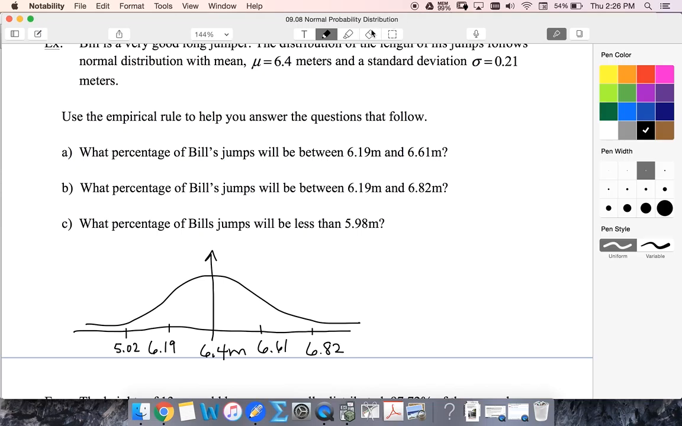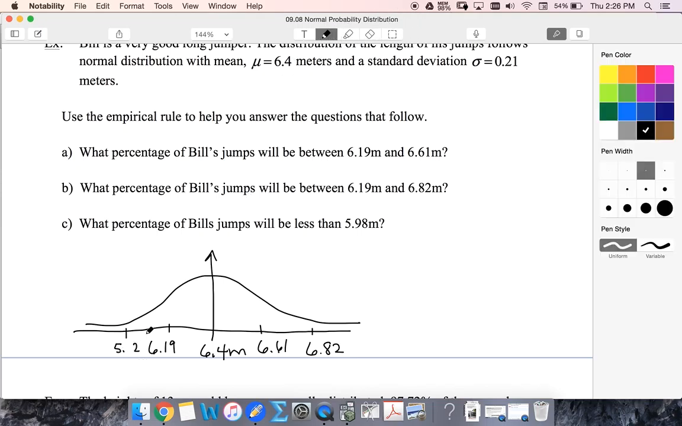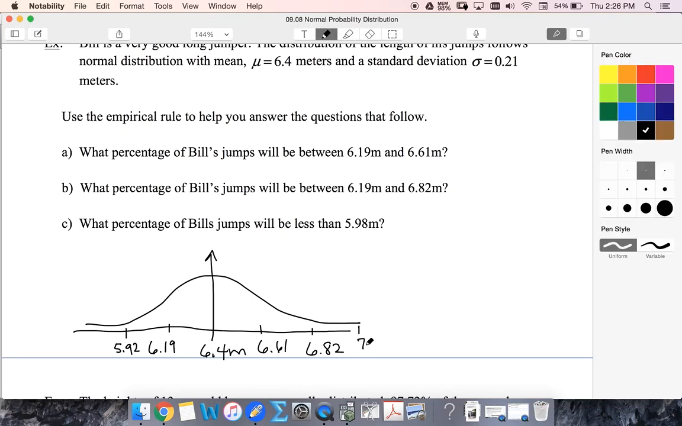No, sorry, 5.92. Okay, and then keep going, 7.03. And then the third standard deviation, subtracting 0.21, that's going to put us at 5.71.